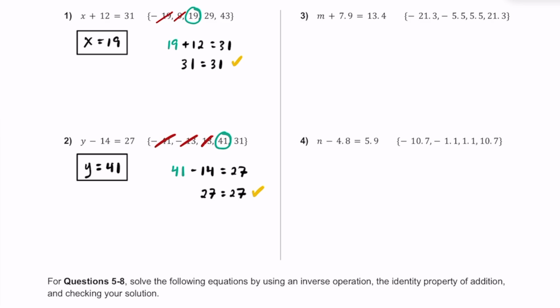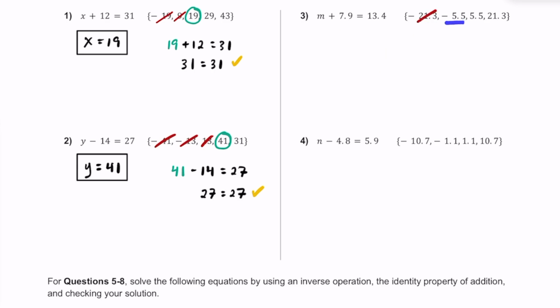For number 3, we have the equation m plus 7.9 is equal to 13.4. It looks like we have 1, 2, 3, and 4 different answer choices to choose from. So if we take negative 21.3 and add 7.9 onto that, negative 21.3 plus 7.9, ask yourself, would this be positive or negative? I think this would still be negative, so this can't be the answer choice. We need 13.4, so that can't be right.